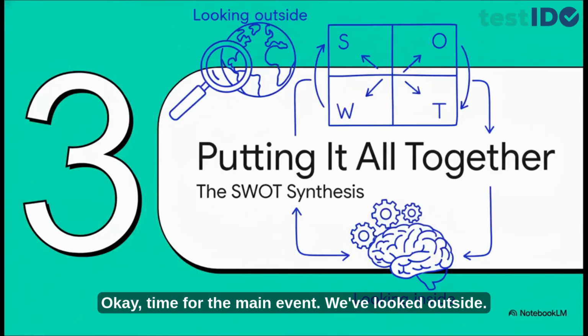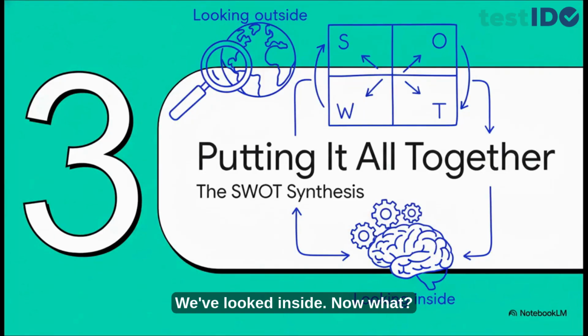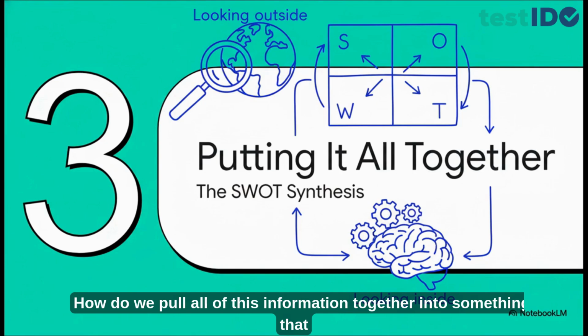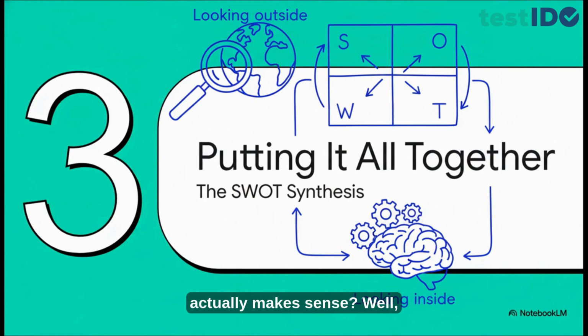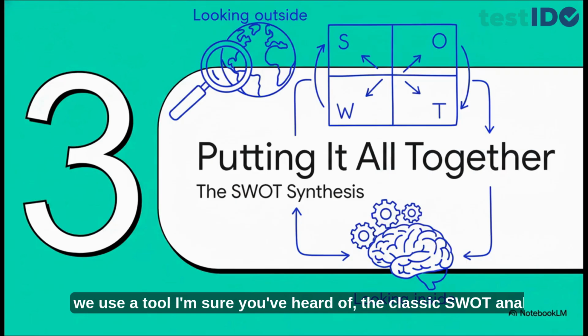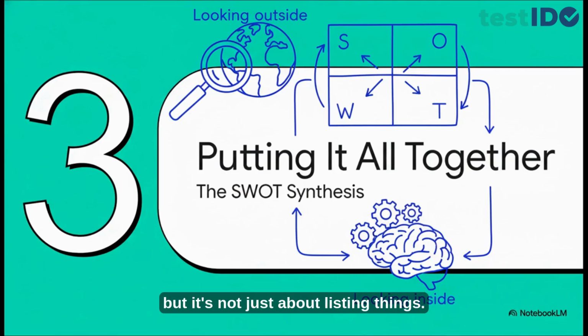Okay, time for the main event. We've looked outside, we've looked inside. Now what? How do we pull all of this information together into something that actually makes sense? Well, we use a tool I'm sure you've heard of, the classic SWOT analysis. And there's a reason it's a classic, and a reason the CMA exam absolutely loves it. It's not about just listing things, it's about connecting the dots.